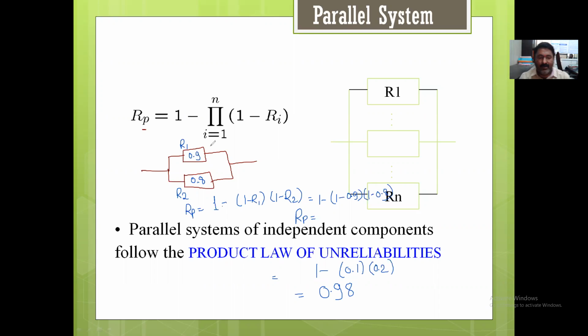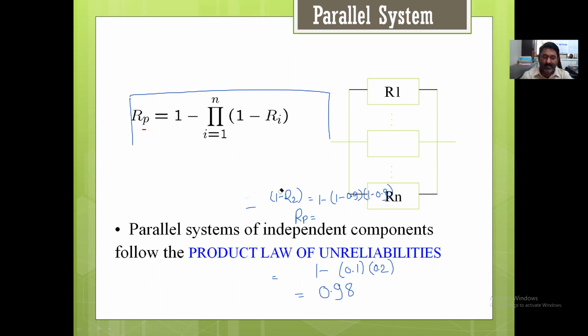If you have a look at whatever we have discussed in series and in parallel, there are some formulas. Here we have to use only this formula: system reliability for parallel is R equal to 1 minus the product from i equals 1 to n of (1 minus Ri), so 1 minus R1, 1 minus R2, and so on. The R1, R2 values will be given, and in this way you proceed further. I wanted to highlight one example to give some more insight into the parallel system.